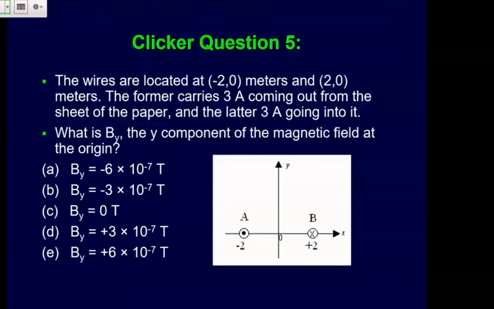To start out, let's ask ourselves a quick clicker question on this, not the one that's asked here. Do we think the magnetic field in this case is going to be positive, negative, or zero? So let's make our own clicker question. A thinks it's going to point in the positive y direction, B thinks it'll be zero, and C thinks it'll point in the negative y direction. At the origin there, which one do you think it's going to be just by looking at the picture?